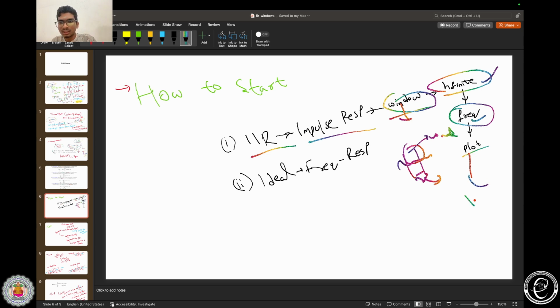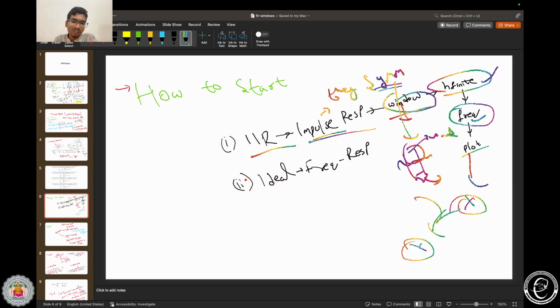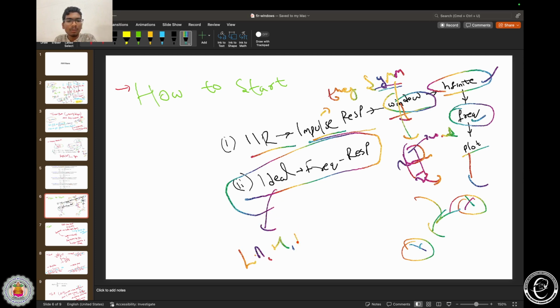But this is wrong, because the impulse response of IIR filters is not symmetric. So that's the reason this approach is wrong. Instead, what we will do is take the ideal frequency response of each corresponding low pass, high pass, band pass, and band stop. This is why we take the ideal frequency response, and we will proceed from it, instead of taking the IIR, windowing its impulse response, and then getting the frequency response of that.